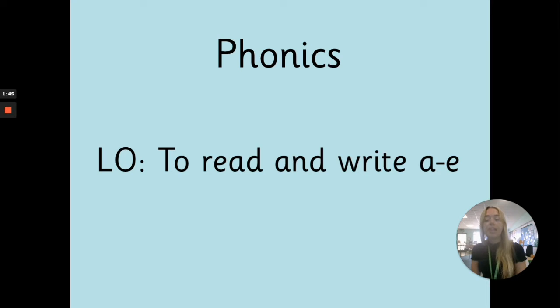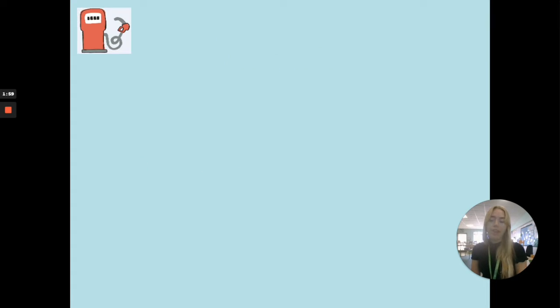The first thing, you can see on this slide, is that we are sharing the learning objective, which is really important so the children know what the aim of the lesson is. For this one it's to read and write the split digraph a-e. You share that with the children, and then I've included the reactivate symbol so it's really clear to the children what part of the lesson this is, and clear to yourself as a practitioner.